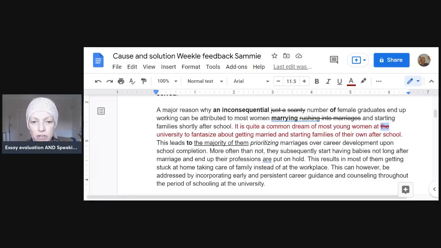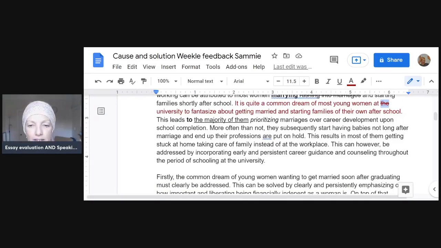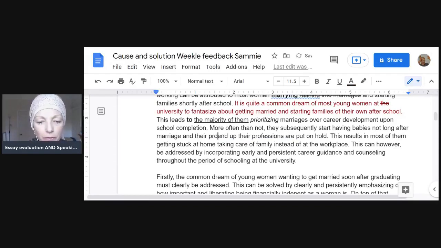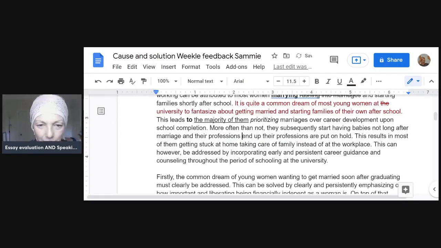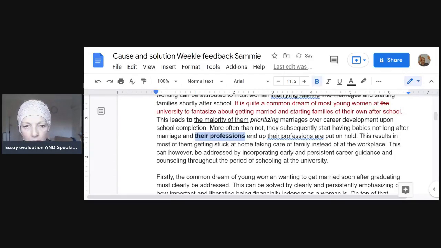This leads to the majority of them prioritizing marriages over career development upon school completion. More often than not, they subsequently start having babies not long after marriage and end up their professions are put on hold. So we need here, and their professions end up.